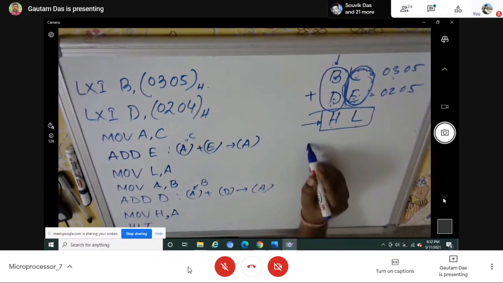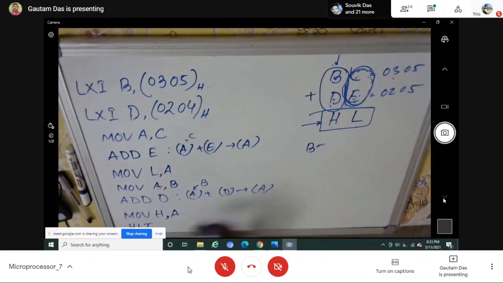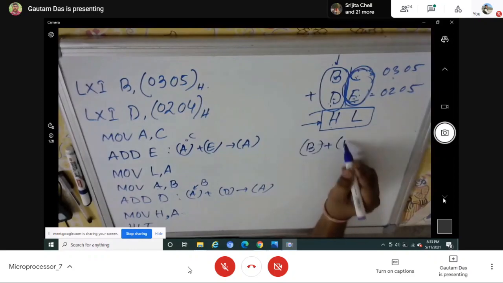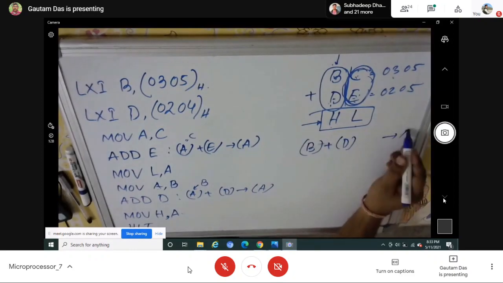We want that, using ADD D, what are we actually adding? We are adding B plus D, and that result is stored in the accumulator.